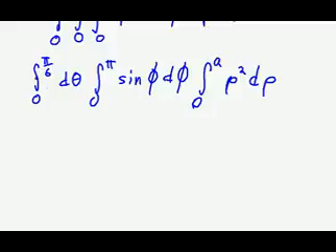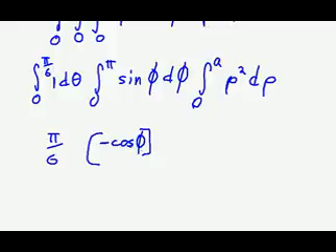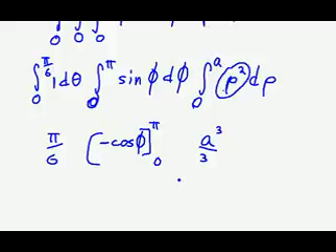Okay, the integral from 0 to pi over 6 of 1 d theta is just pi over 6. If you integrate sine of phi, you get negative cosine phi, and you have to evaluate that from 0 to pi. And then the integral from 0 to a of rho squared d rho is going to end up being a cubed over 3. If you integrate, you'll get rho cubed over 3, and then evaluate, you'll get a cubed over 3.